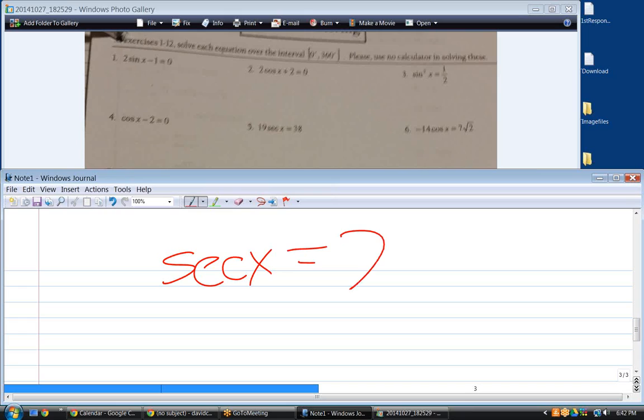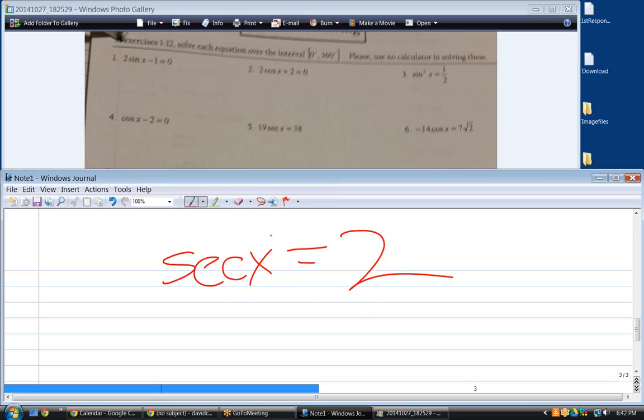How about secant x? Where does that happen? Secant x equals 2. Remember, secant and cosecant are the opposite of sine and cosine. Sine and cosine are always in between -1 and +1. Secant and cosecant are always greater than +1 or less than -1. So this is a perfectly acceptable answer for secant. It couldn't be 1/2.